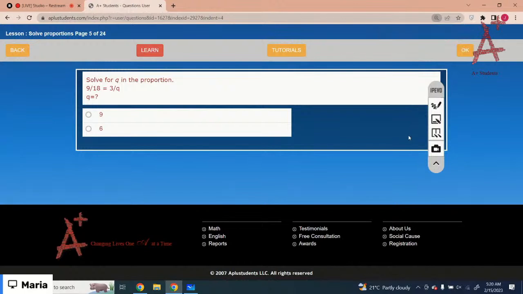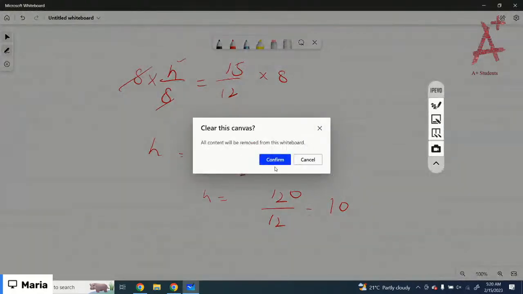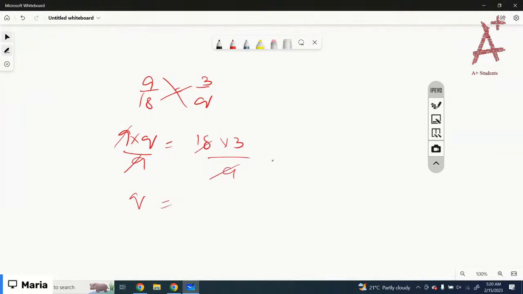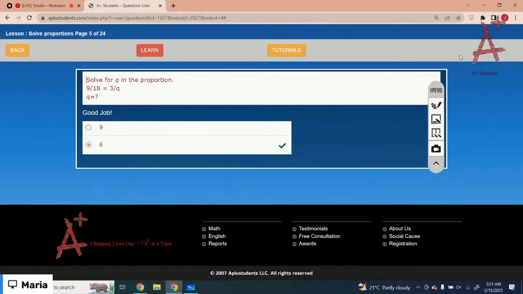Okay, the next one is 9 over 18 equals 3 over q. So just do cross multiplication. You have to do 9 times q equals 3 times 18. Now q is multiplying with 9, so just divide both sides by 9. You cancel out, you're left with q only. 9 times 2 is 18, and 2 times 3 is 6. So that means the value of q is 6. Got it?